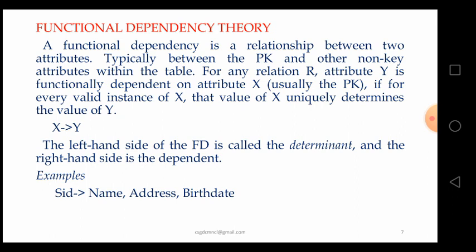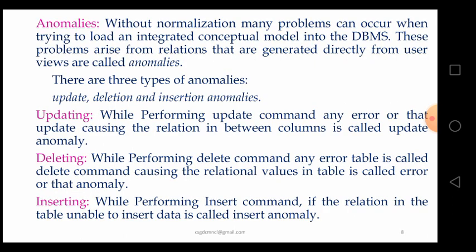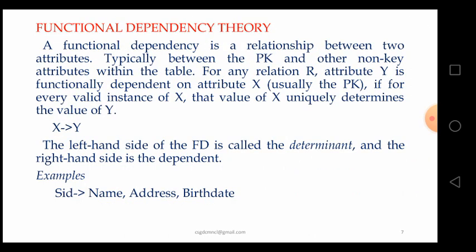SID to name, address, birth date. SID and course determine date completed. This must also work for a composite primary key. ISBN to title. Here ISBN determines title.